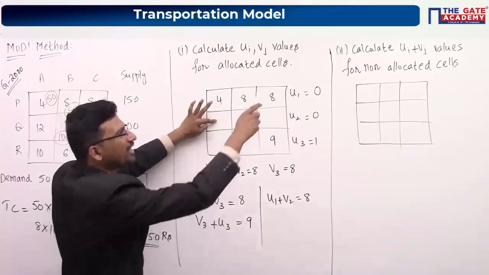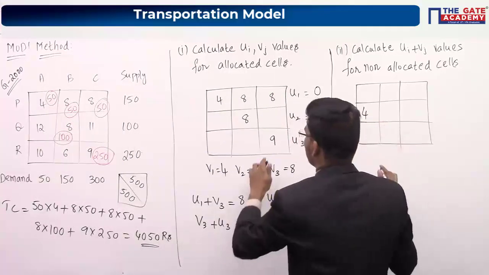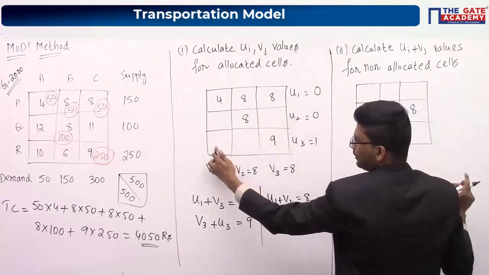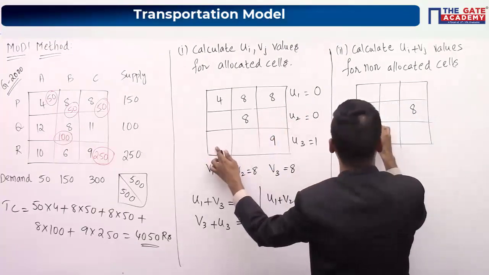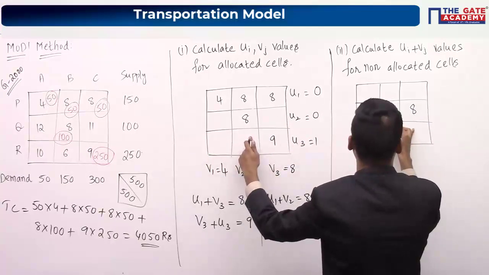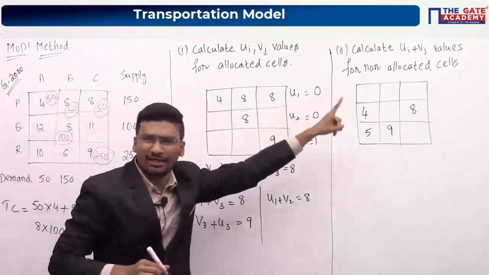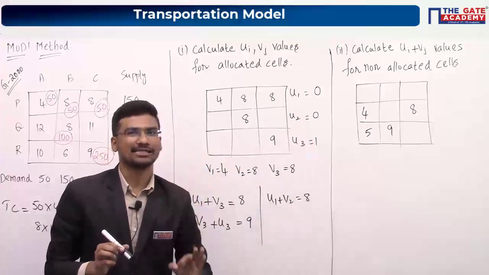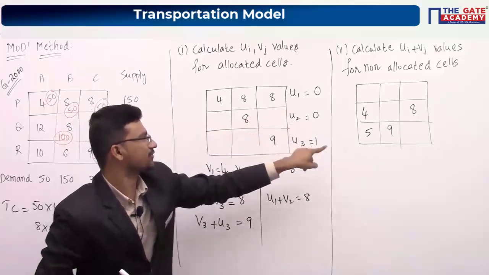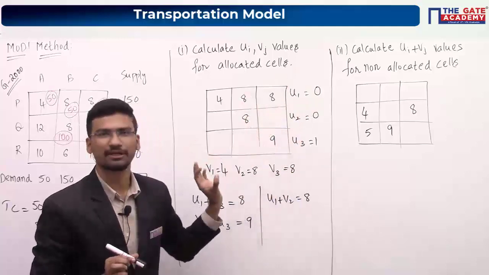Here what will be Ui plus Vj? 0 plus 4. So it will be 4. And what about Ui plus Vj here? It is 8. That means 0 plus 8. So here Ui plus Vj will be 1 plus 4. And here Ui plus Vj will be 8 plus 1, 9. So these are your Ui plus Vj values for non-allocated cells. These are your allocated cells and the remaining 1, 2, 3, 4 are your non-allocated cells. For non-allocated cells, we found Ui plus Vj values from this particular matrix.